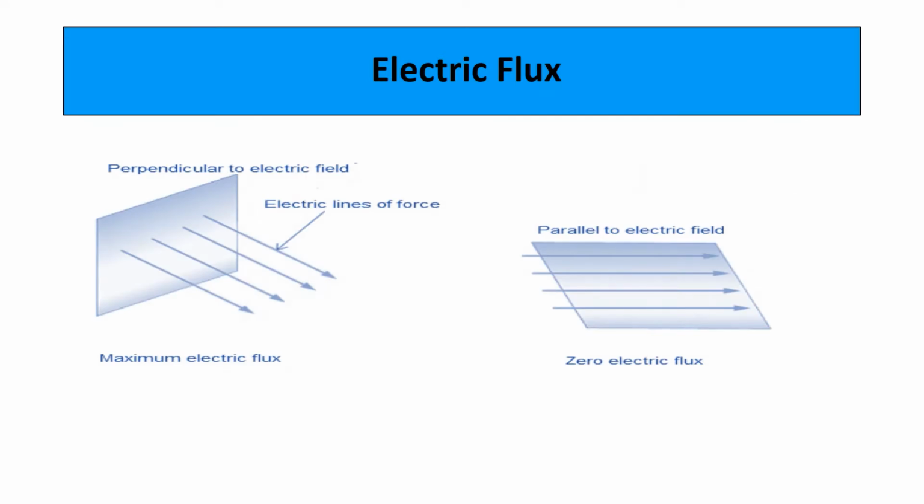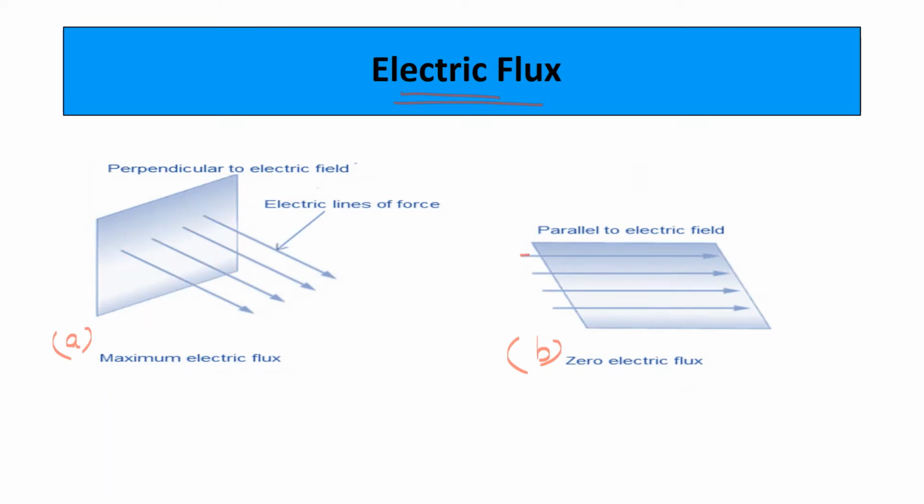We have already learned electric field and we know the electric lines of force. In figure A, these are the electric lines of force, and these electric lines of force are passing through this area. This area or plane is held vertically so that it is perpendicular. Electric flux is the number of lines passing through that area normally.